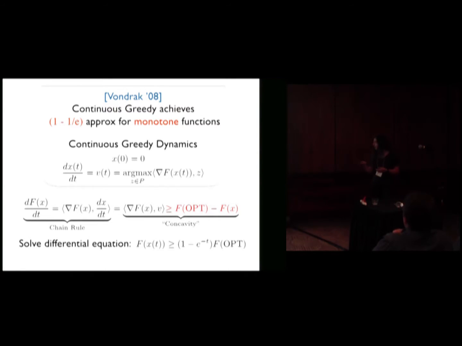Okay? So this gives us the dynamic that describes how the functional value evolves over time. So if we simply solve this differential equation, what it tells us is that the function value starts at 0, and it grows exponentially over time. And when time reaches 1, we reach 1 minus 1 over e. Okay? So this is very nice.